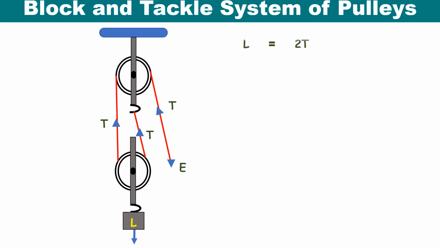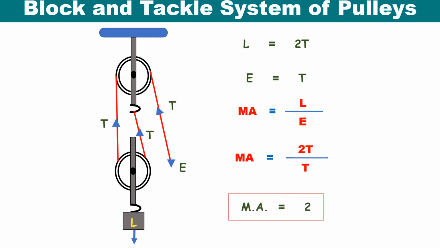Now you see the load is supported by how many tensions? Load is supported by 2 tensions because the load is attached to the lower block, or lower pulley, and the lower pulley is attached to 2 strands. And effort is supported by only 1 T. So mechanical advantage, which is equal to load upon effort, will be 2T upon T, that is equal to 2. So the mechanical advantage of block and tackle system of 2 pulleys is equal to 2. Velocity ratio is also equal to 2, which I will explain later in this video.